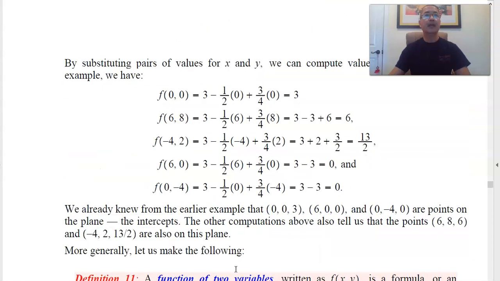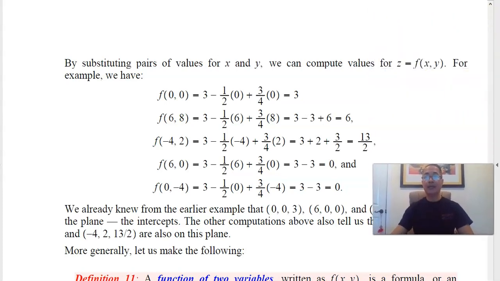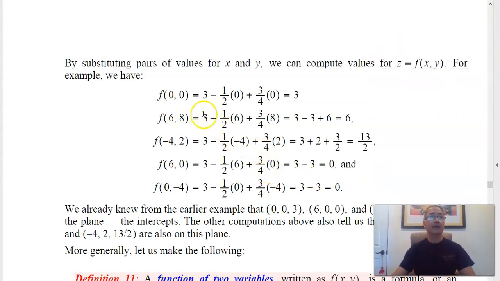For example, here are some computations you can make for this function. Plug in 0, 0, you will get 3. These two terms go away. Plug in 6, 8, you will get 6, and so on. You know how to plug numbers into a variable. You are simply doing that now for two variables. 6 goes into the x, 8 goes into the y.